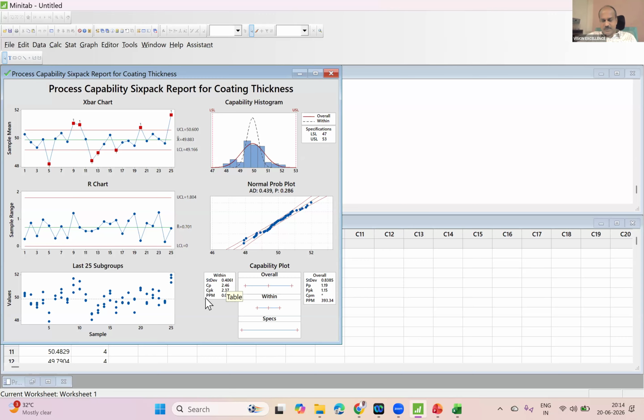Your expected PPM is how much? You see here? Yes, 0. Expected PPM is 0.